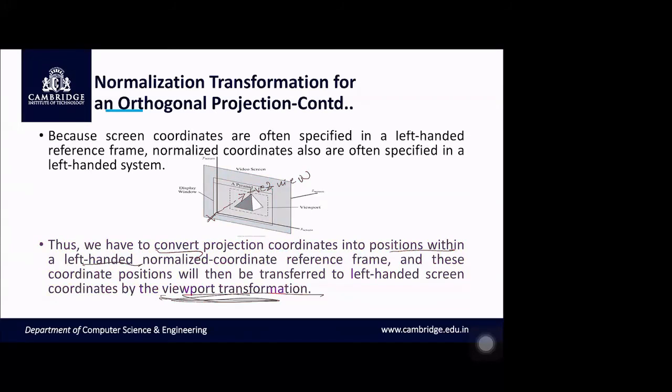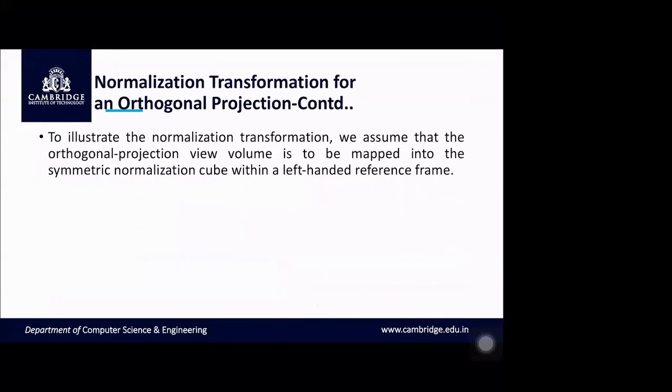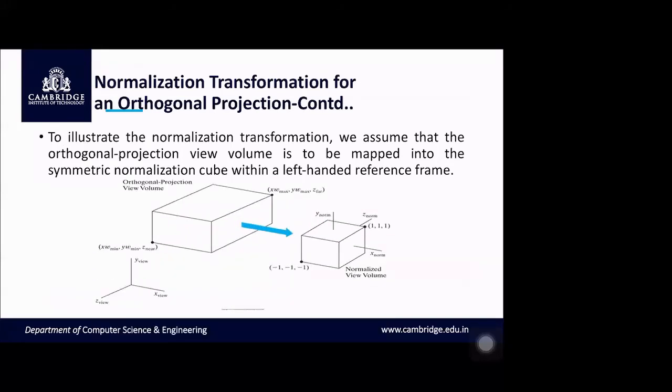While transforming to the viewport, what will be the new viewport transformation in the normalized coordinate system? To illustrate the normalization transformation, we assume that the orthogonal projection view volume is to be mapped into the symmetric normalization cube. So now this is my normalized. What do you think? This will be a parallelepiped. Most of the cases, it will be a parallelepiped, because I define the orthogonal view volume.